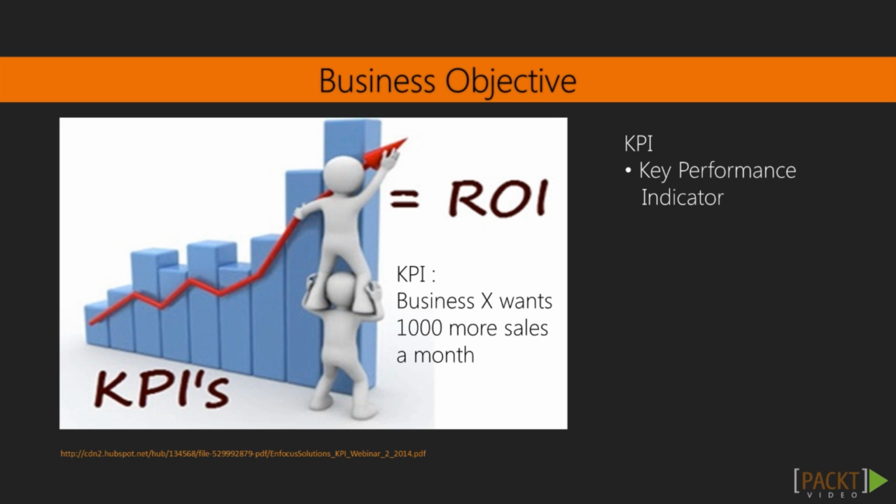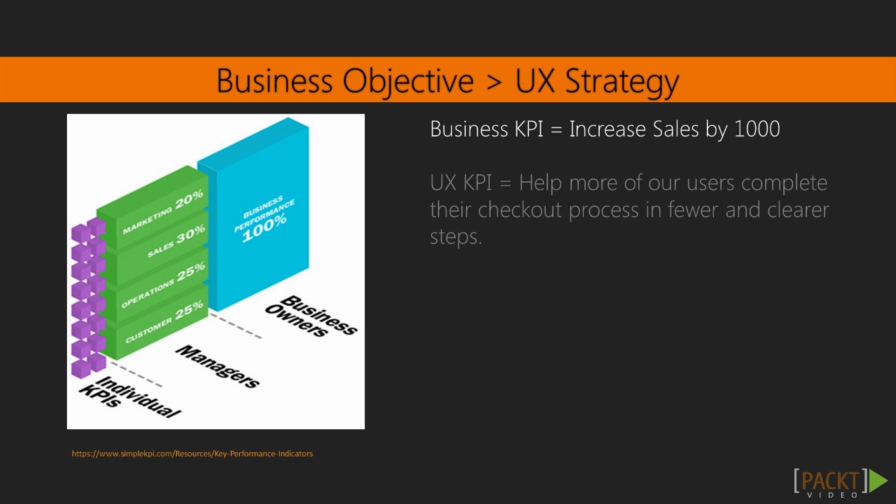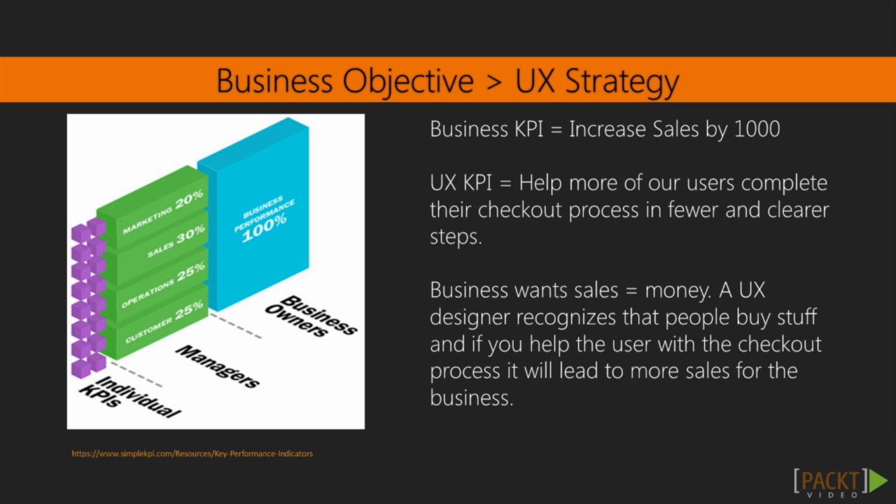Since UX helps solve problems, it is recommended to translate business KPIs, like the one we discussed above, into human-centered KPIs. The business KPI equals increase sales by 1,000, while a UX KPI would be help more users complete their checkout process in fewer and clearer steps, making the KPI human-centered. Business wants more people on their site, more visual on a product equals more purchases, which equals more money. A UX designer recognizes that people buy stuff, and if you help that user with the checkout process, it will lead to more sales for the business.